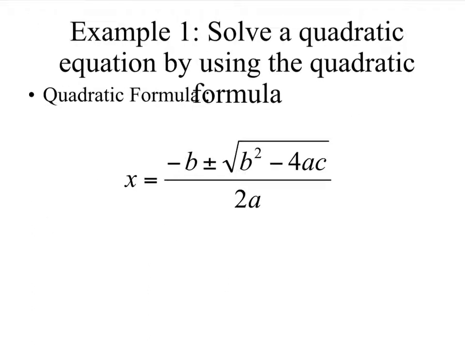Ta-da, the quadratic formula. It is very simple once you actually get the hang of it. It's the opposite of b plus or minus the square root of b squared minus 4ac all over 2a, with a, b, and c being the three parts of our trinomial. A being with the x squared, b being with the x, and c as always being our constant.